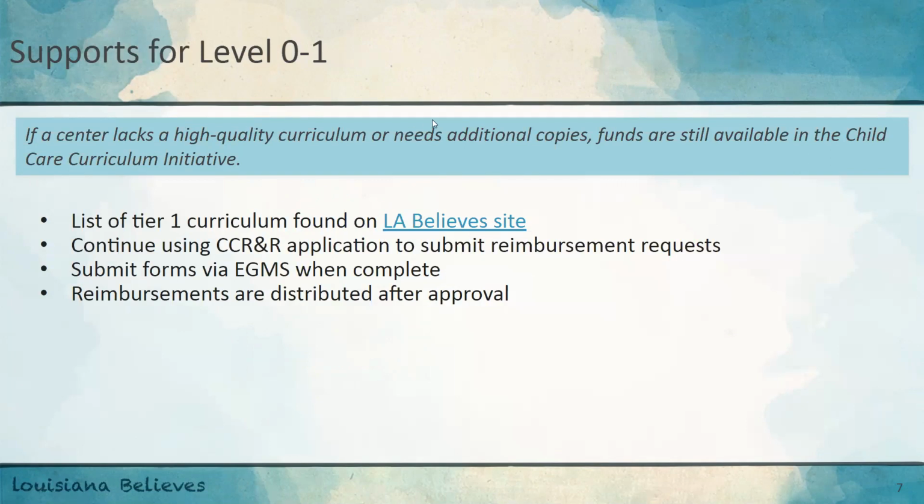If a center lacks a high-quality curriculum, so if they receive that 0 to 1, there are still funds available in the Childcare Curriculum Initiative, and we'll be talking about that later at the end of this webinar. So a list of Tier 1 curriculum can be found on the Louisiana Believes website at that link right there. And the site director should continue using the CCR&R application to submit reimbursement requests as done before. The R&R would submit the forms via EGMS when the application is complete, and then reimbursements will be distributed after approval.